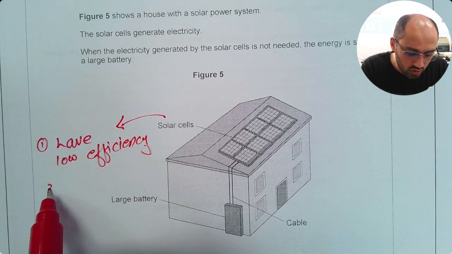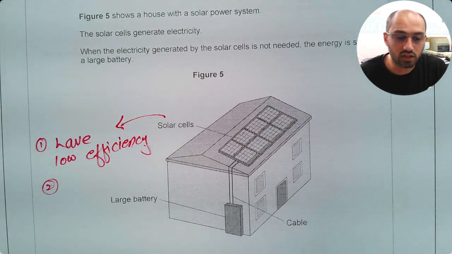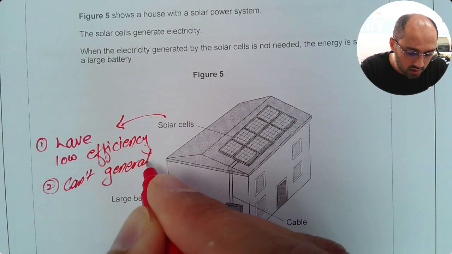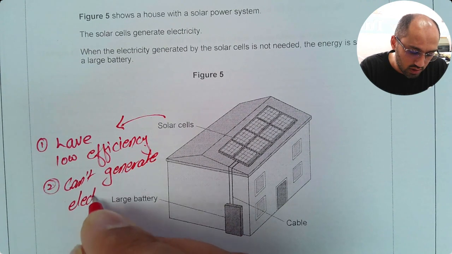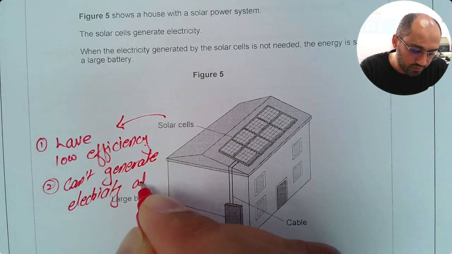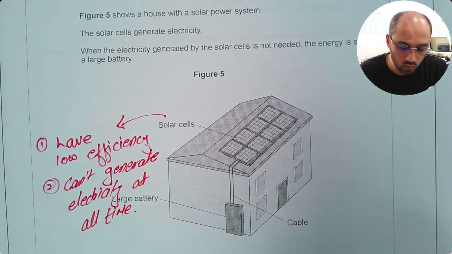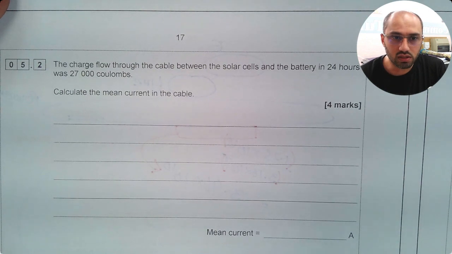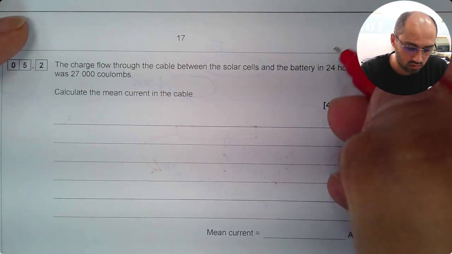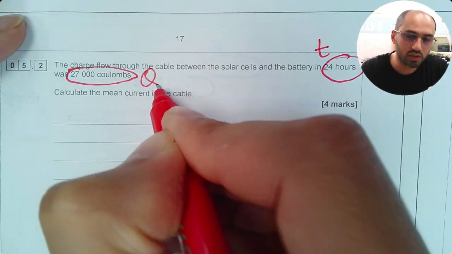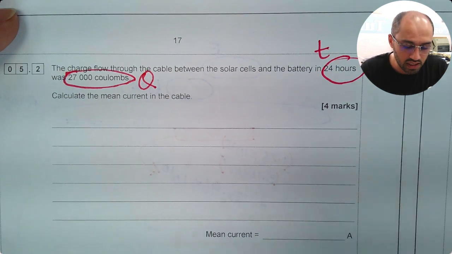Number 1. Number 2, they can't generate electricity at all times. So you will need the presence of sunlight for them to work, otherwise they will not work. The question says the charge flow through the cable between the solar cells and the battery in 24 hours was 2700 coulombs. So this is the value of time, and this is the value of charge, which is represented by letter Q. It says calculate the mean current in the cable.